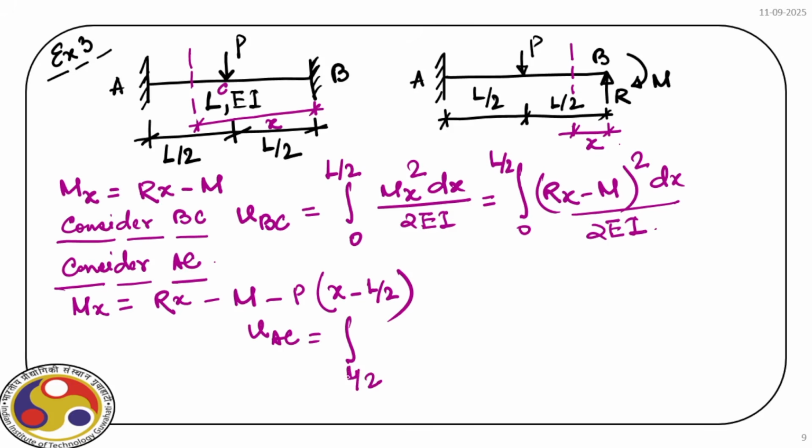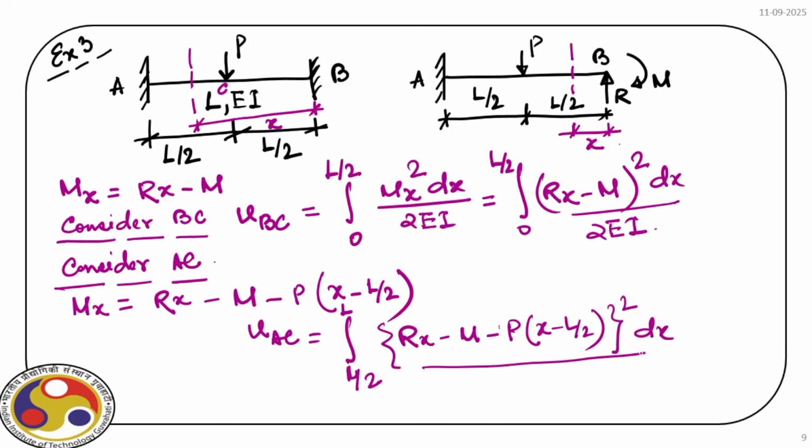integral from L by 2 to L of Mx square, so we have Rx minus M minus P times x minus L by 2, times dx divided by twice EI. Okay. So the total bending strain energy is the summation of these two integrals.